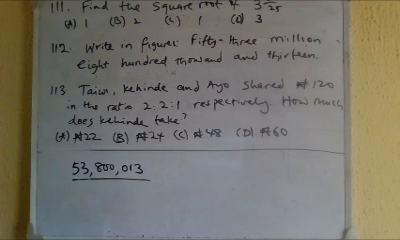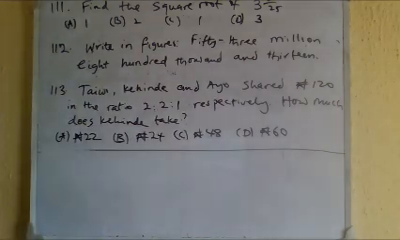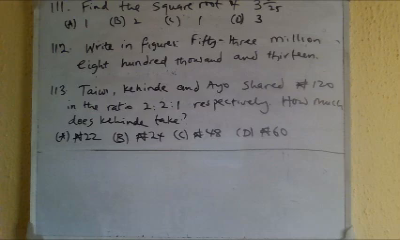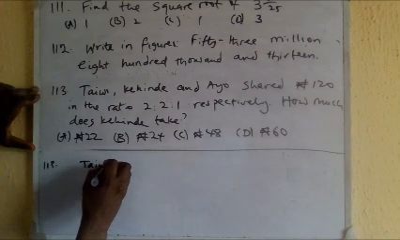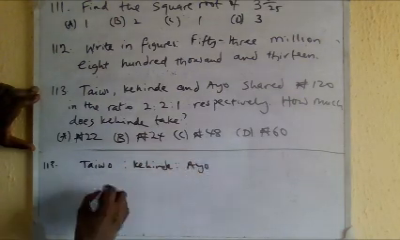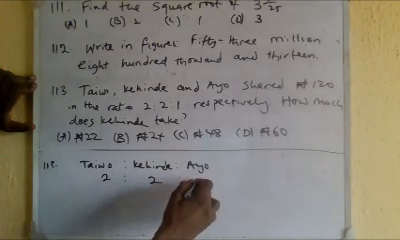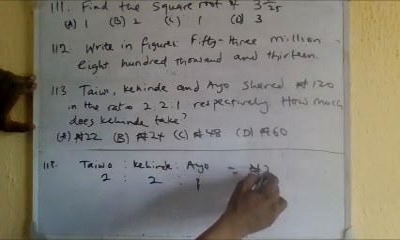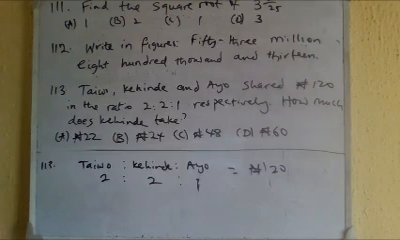Okay, so the next one is number 113. 113 says Taiwo, Kehinde, and Ayo shared 120 naira in the ratio of 2 to 2 to 1 respectively. So let me write it like this. 113. So this is Taiwo to Kehinde to Ayo. So their ratio is 2 to 2 to 1, and they shared 120 naira. Okay, so how much does Kehinde get?